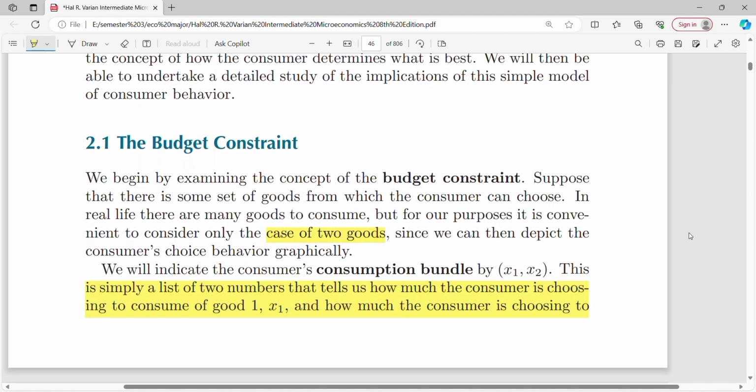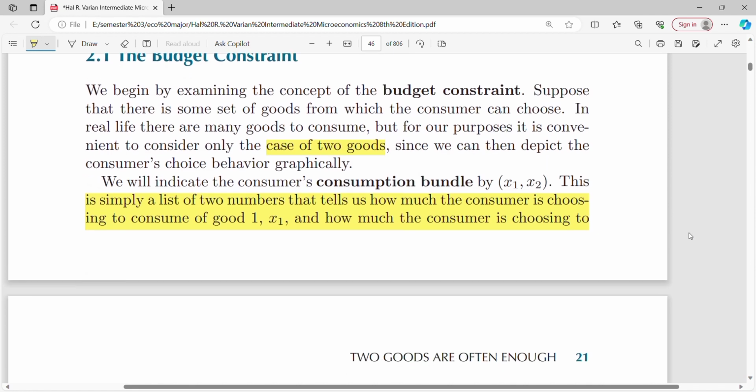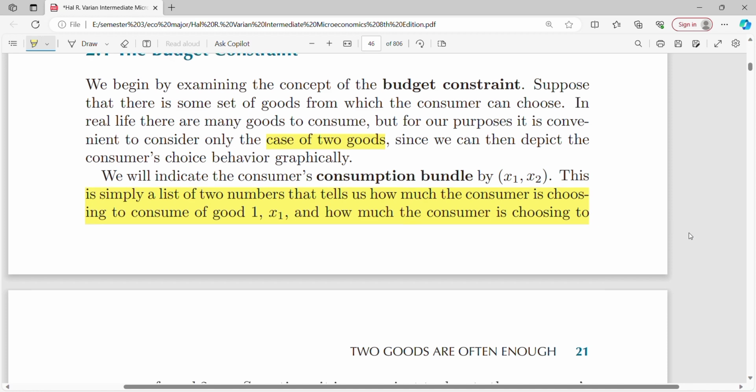So, budget constraint. What is a budget constraint? For convenience, we just consider here two goods. And a budget constraint considers two goods in the life of a consumer, which cost in respect of his or her income. So first we need to look at the consumption bundle, that is X1 and X2, like the two goods here are X1 and X2. It's simply a list of two goods that tells how much the consumer is choosing to consume of good 1 and good 2.